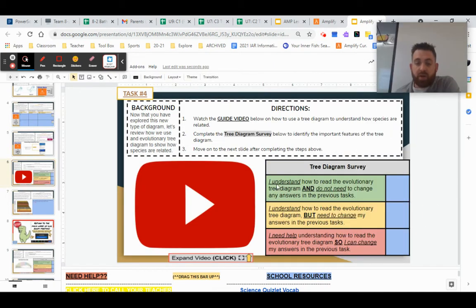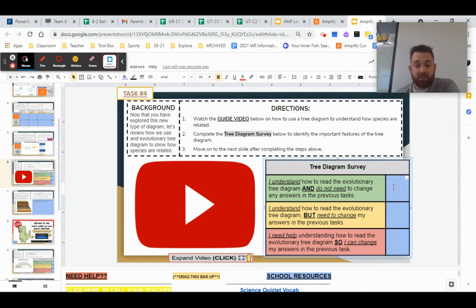Number one, we're looking to understand how to read an evolutionary tree diagram. We're going to go over that today, and we're going to be looking to decide whether or not we need to change any of our answers in the previous task, okay? So as we go through the video, you're going to come back to the survey when you're done and ask yourselves, okay, do I understand how to read the tree diagram, and do I need to change any of my answers? If the answer for that is yes, then you'll put your X there.